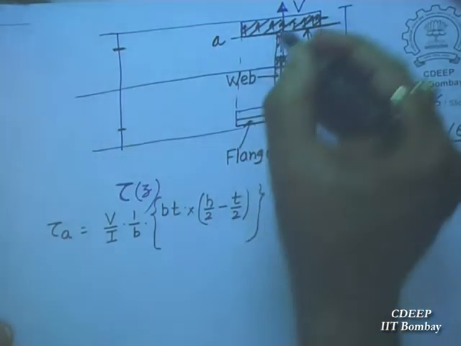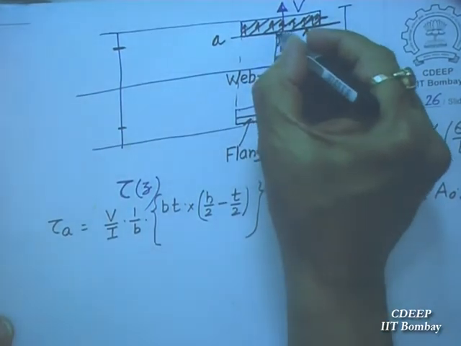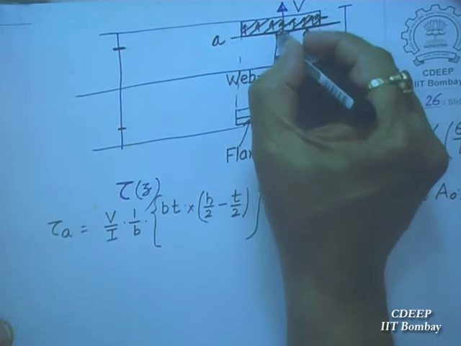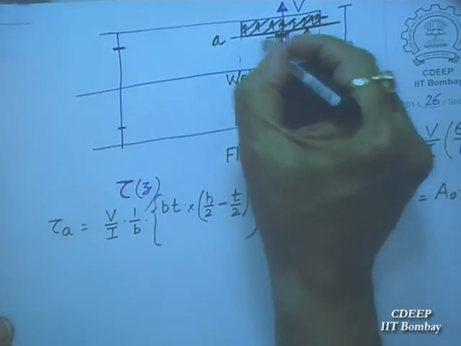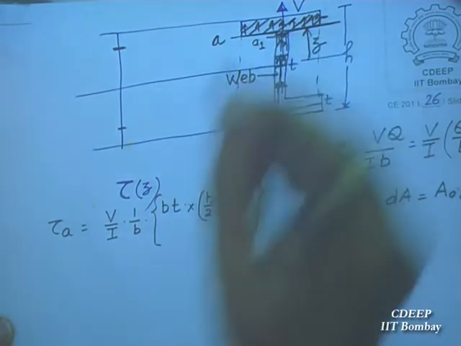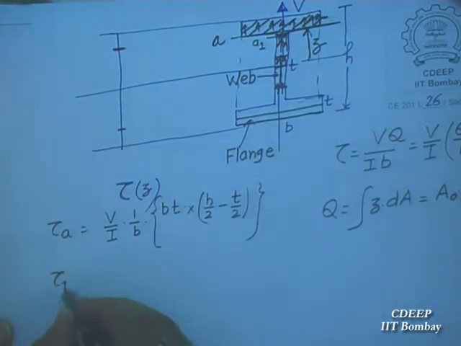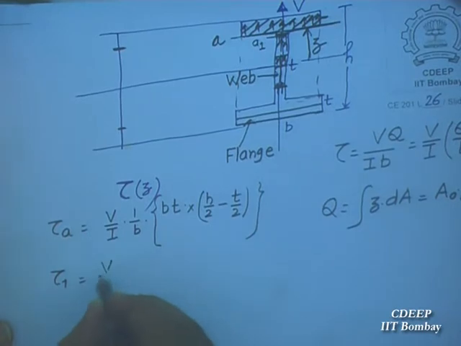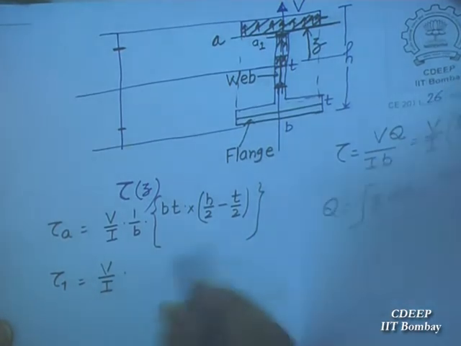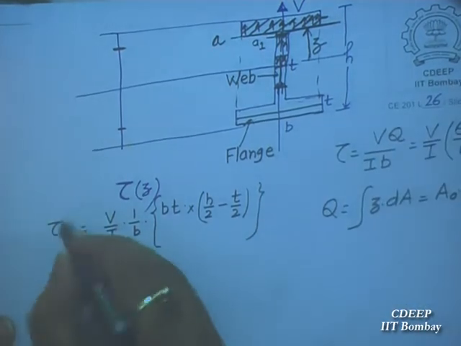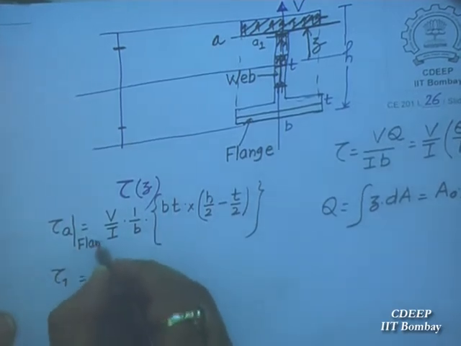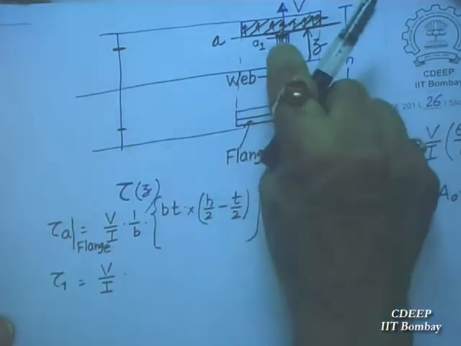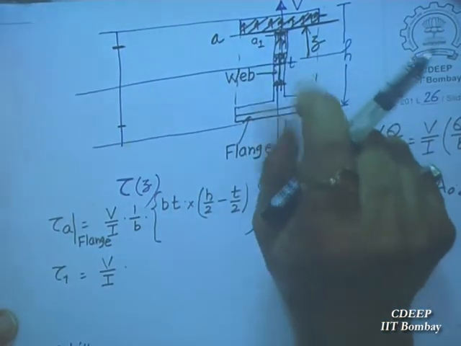Now at A level I was in the flange, but now I am in the web. I just come slightly below, at A1 level. So tau A1 will be what? V by I. I'm just trying to explain to you. A was slightly inside the flange, not at the junction.